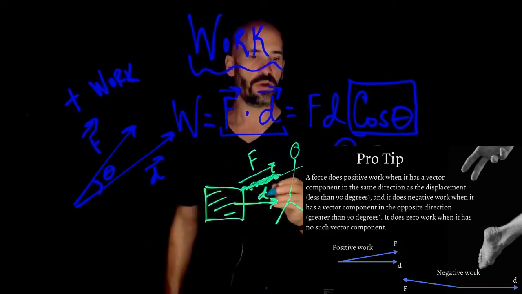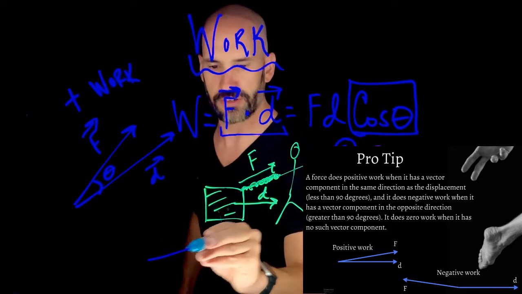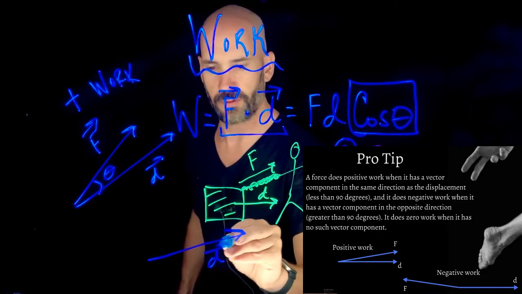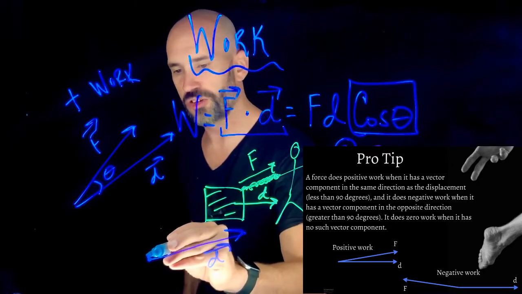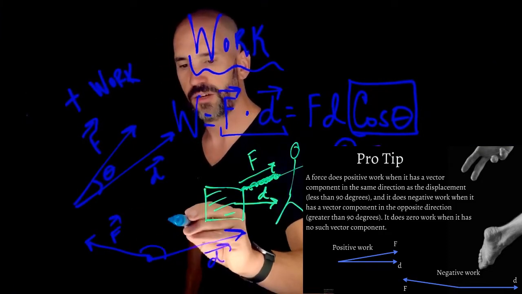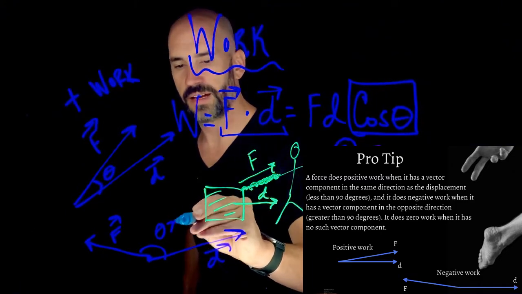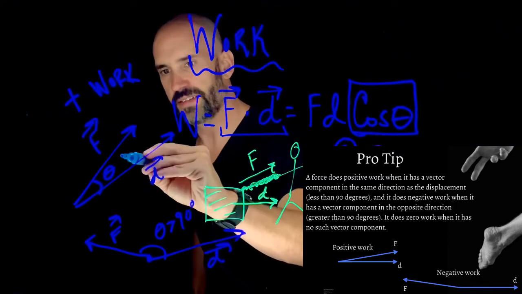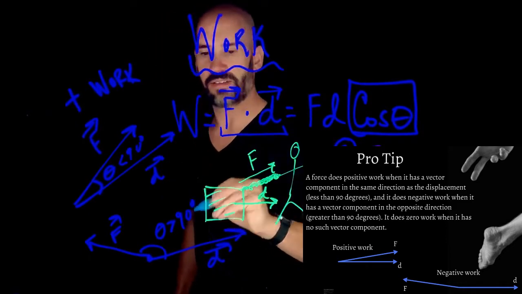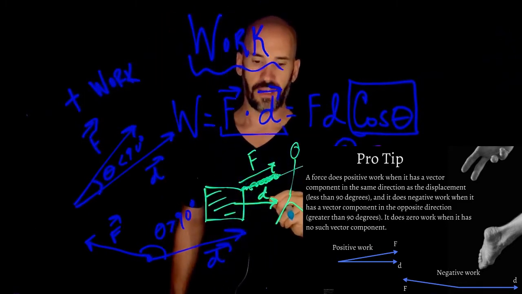But what if you have a situation here where the displacement is in, let's say, this direction, right? But the force you're applying is over here in this direction, right? And theta is greater than 90 degrees here. So this is less than 90 degrees, and this is greater than 90 degrees. In that case, you're doing negative work, okay?